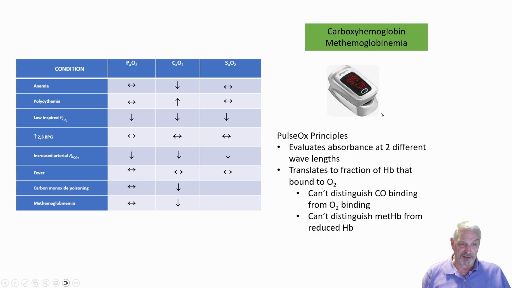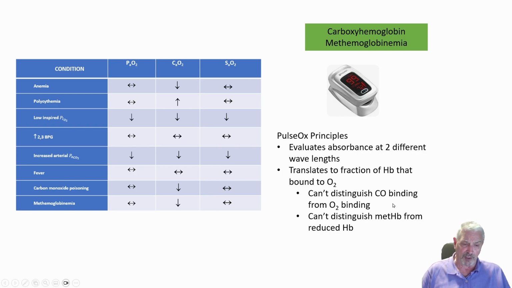But the problem with these is that with those two wavelengths, the red light can't distinguish between carbon monoxide being bound to the binding site and oxygen being bound to the binding site. And likewise, it can't distinguish between methemoglobin and reduced hemoglobin. So these pulse oxes are very unlikely to show you the presence of either carbon monoxide poisoning or methemoglobinemia. And so we're going to put that the SATs didn't change.